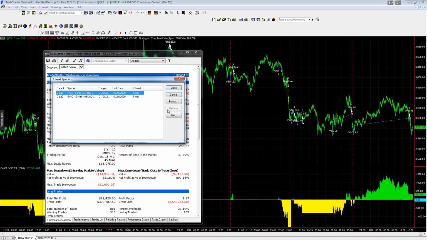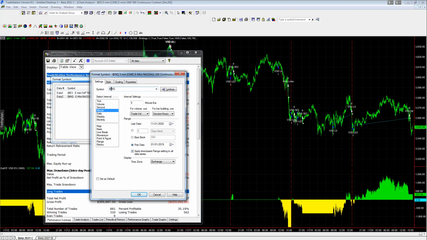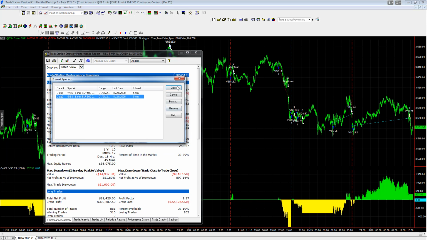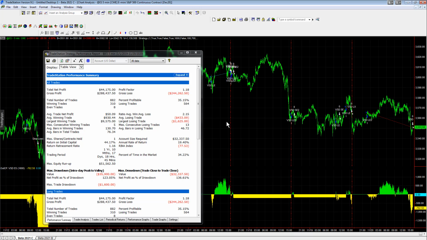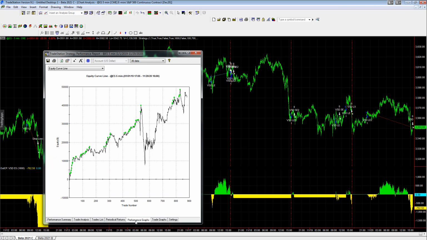So format symbol, and this is long only, and we're using the short signal as an exit to the long only, so it doesn't always hit its stop loss. So let's look at it on the ES. The rules are based on data 2, and the trades are sent to data 1. And so here it is.